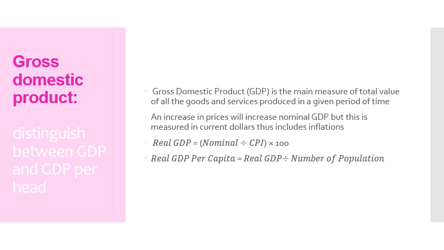Now, guys, this is page 320, and our objective is to distinguish between GDP and GDP per head, or per capita. Gross domestic product is the main measure of the total value of all goods and services produced in a given period of time.